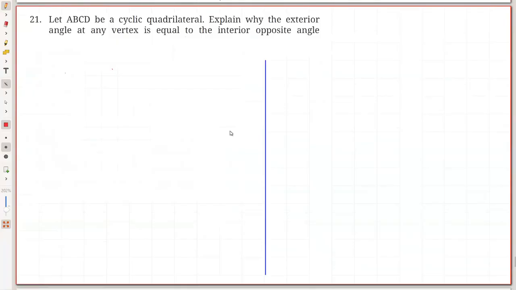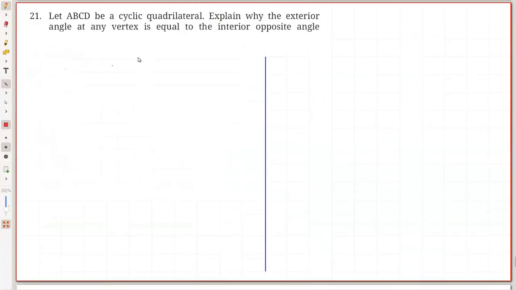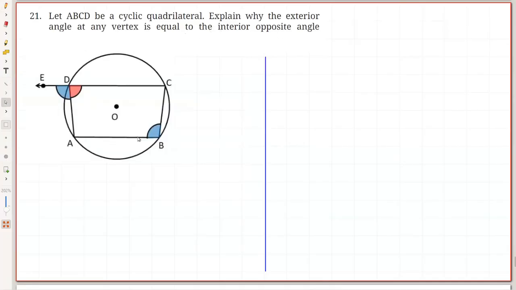Question number 21. Let ABCD be a cyclic quadrilateral. Explain why the exterior angle at any vertex is equal to the interior opposite angle. So we have to take ABCD as a cyclic quadrilateral, and we have to explain why the exterior angle at any vertex is equal to the interior opposite angle.